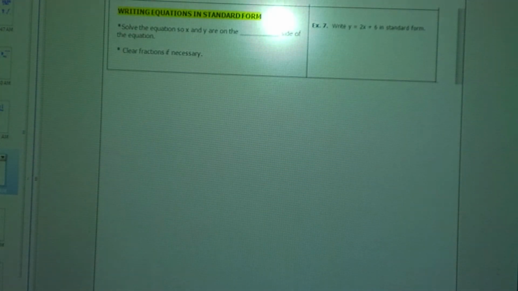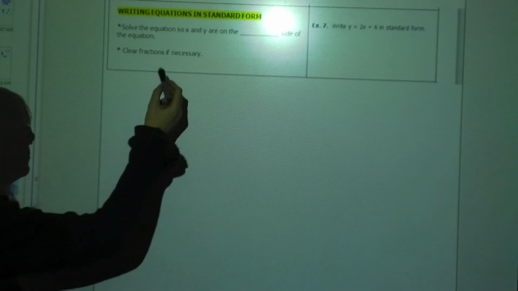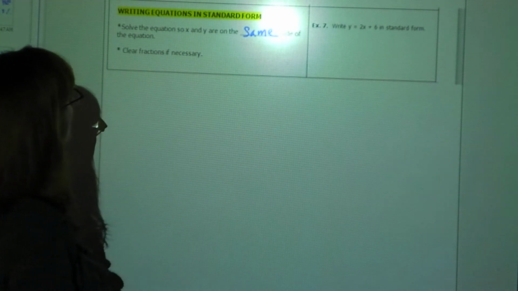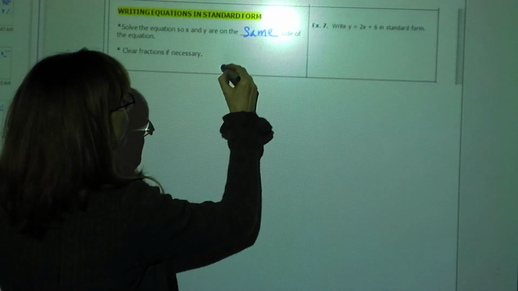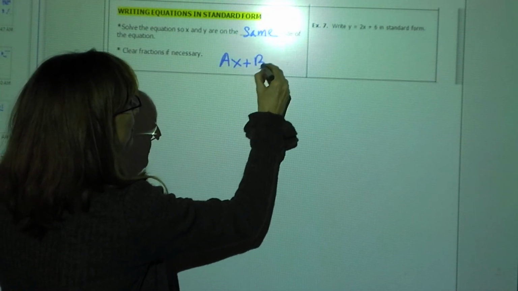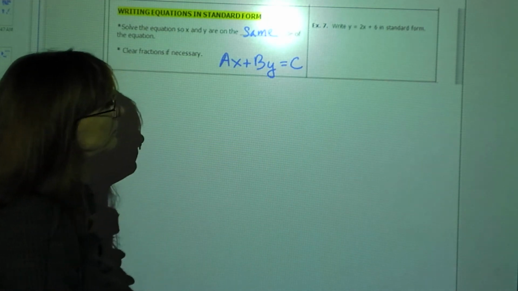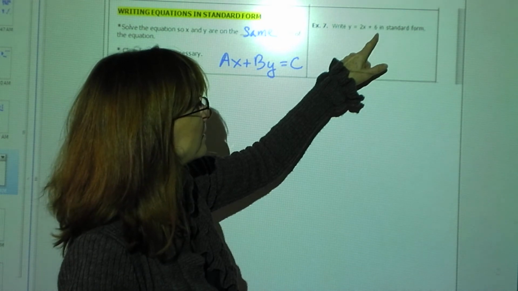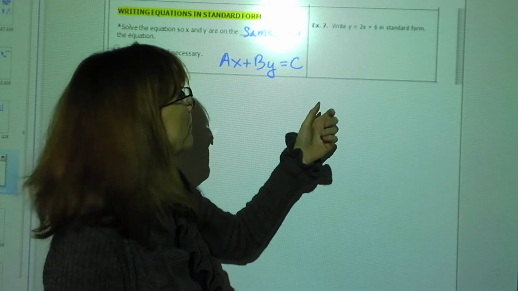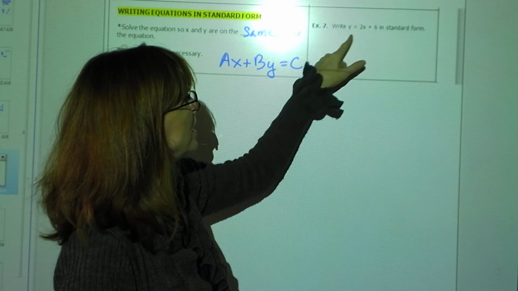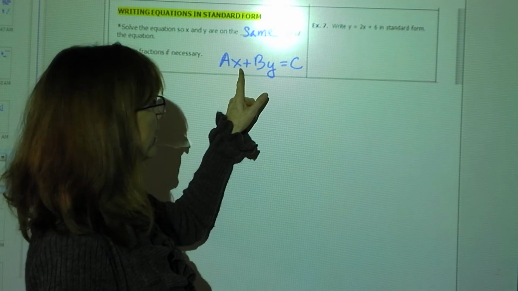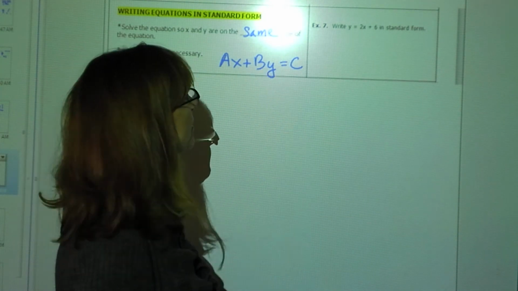Now when we write equations in standard form, you're going to solve so that x and y are on the same side of the equation. Remember, the standard form is ax plus by equals c. Here we have an equation y equals 2x plus 6, and we want to write it in standard form. We have to get this 2x to be on the same side as the y, and preferably you want it to come before the y. Notice that x comes before y when it's in standard form.